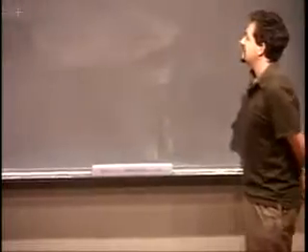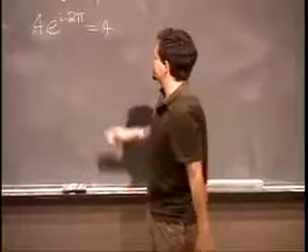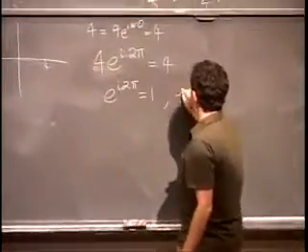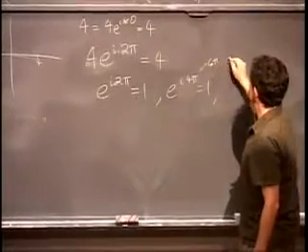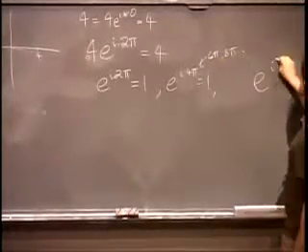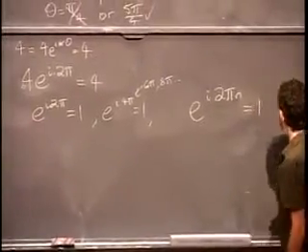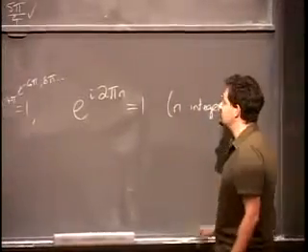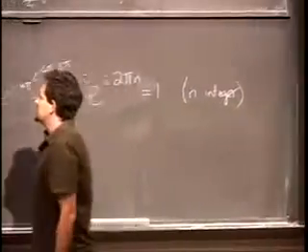Now, as I said, 2 pi is the same as 0, as far as we're concerned. In fact, e to the i 2 pi is 1, and so is e to the i 4 pi, 6 pi, 8 pi, etc. Any multiple of 2 pi. e to the i 2 pi n is 1 for any integer n. Even a negative one. e to the minus 2 pi i is 1 as well.